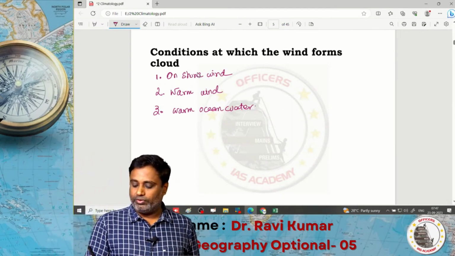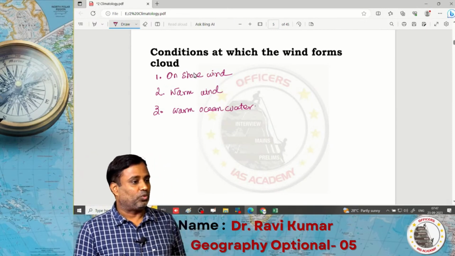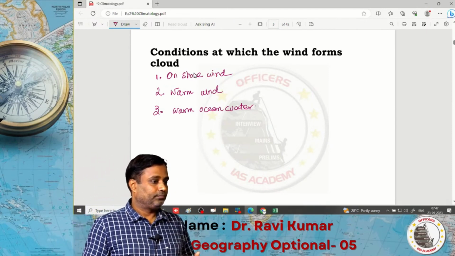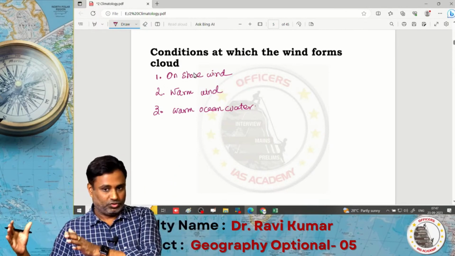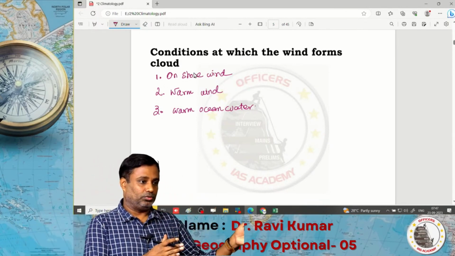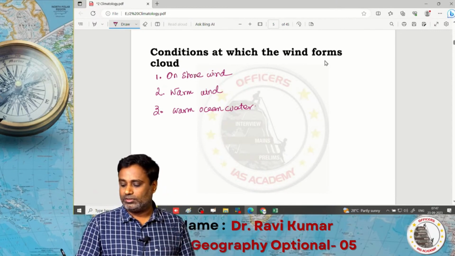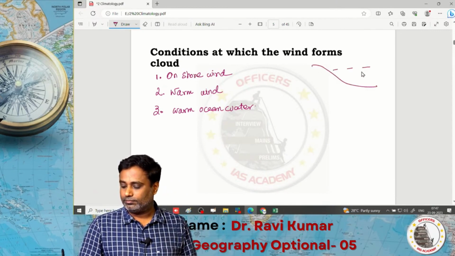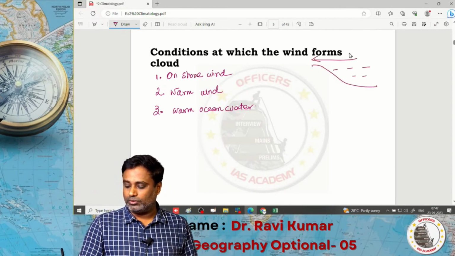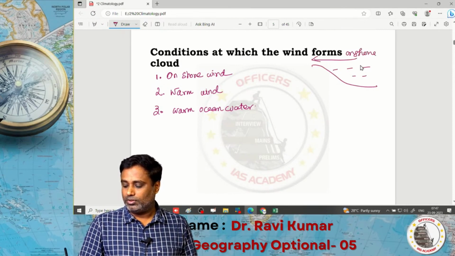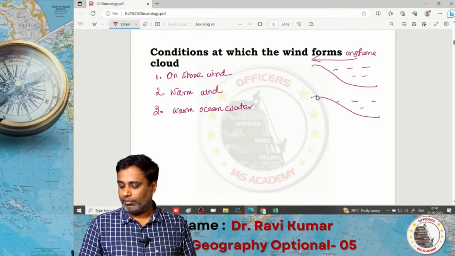Why is this called an onshore wind system? What is called onshore wind? Wind that flows from sea to land is called onshore. What is offshore? Land to sea. So a wind system which flows from sea to land is called an onshore wind system, and one which flows from land to sea is called an offshore wind system.